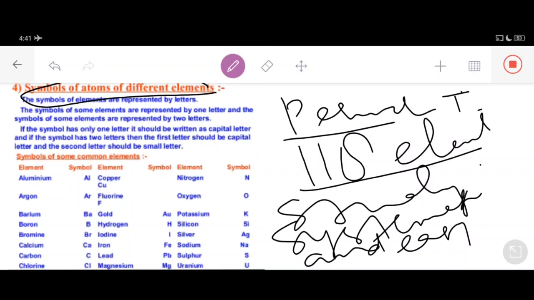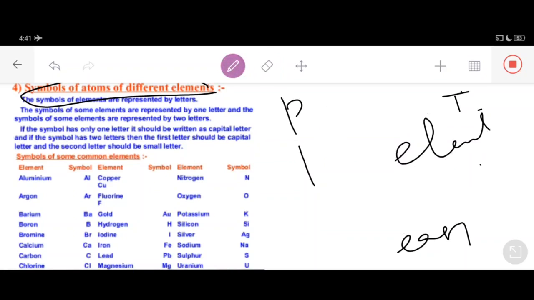The names of some of the elements are very ancient. Let me tell you that during ancient times, elements were generally named from the name of the place where they were found for the first time.